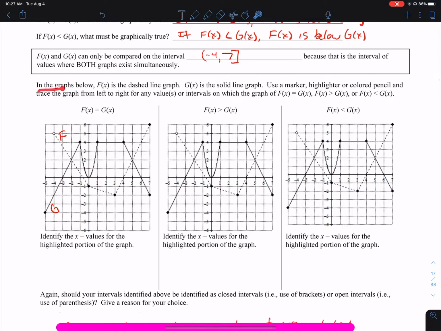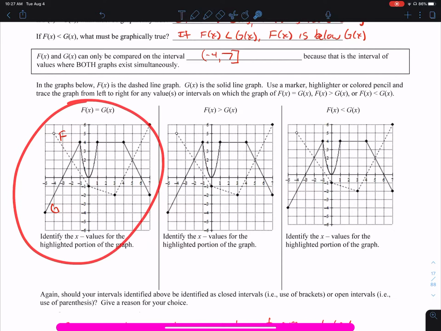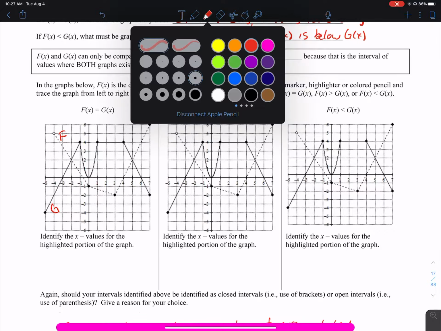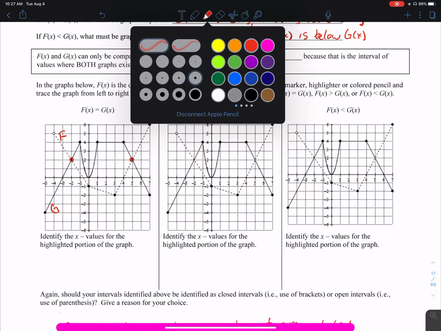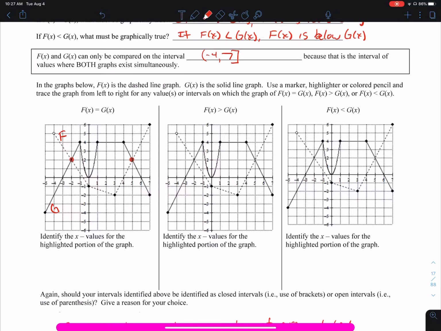On the graphs below, f of x is the dashed, g is the solid. Use a marker, highlighter, or colored pencil to trace the graph from left to right for any values on the intervals in which they're equal, f is bigger than g, or f is less than g. So the first one here, f and g of x are equal. Well, they are equal whenever the two graphs touch each other. They touch each other there, and they touch each other there. There's no other place where they intersect.